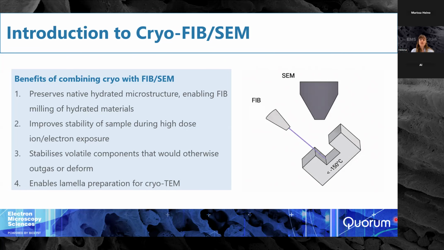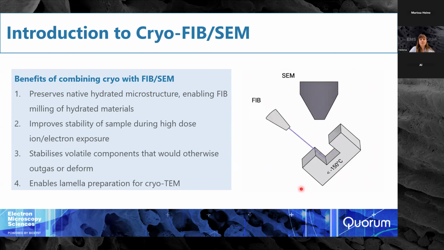So what we can do is we combine having our cryo stage at approximately -150 degrees or below, and we can combine this so that we can remove our layers of our hydrogel, we can image, and then we can produce a 3D structure of that sample.